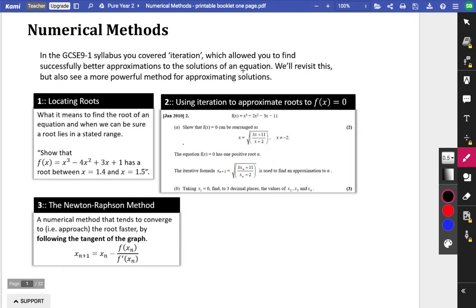So there's basically two different things within this topic. There's going to be this one here, which is to do with iterations, and then the second kind of thing that we're going to do is the Newton-Raphson method. I think probably today we're going to get through these first two things that we've got here, okay?